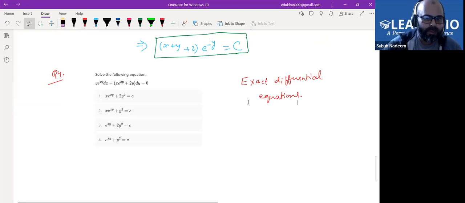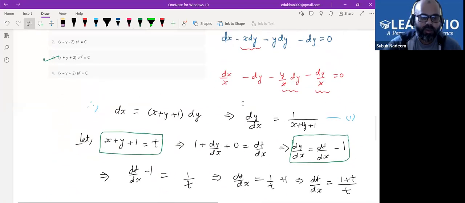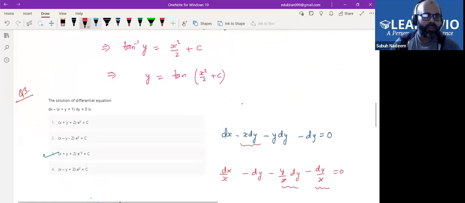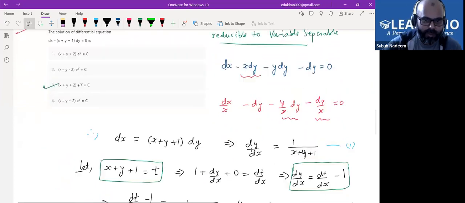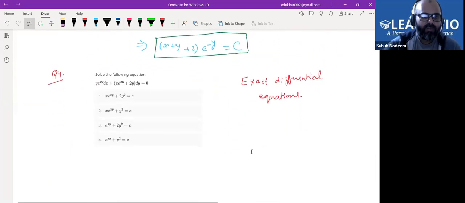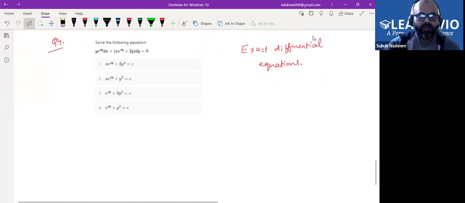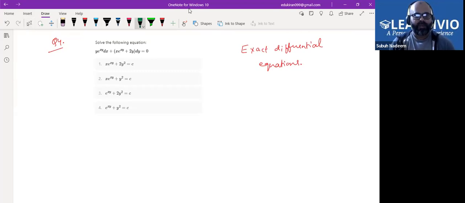That was variable separable after reducing. If you talk about question number 3, it was reducible to variable separable. After doing the substitution, it became variable separable. Now the next one which I'm giving will become variable separable, but you have to find out what is the combination which you have to make, because x and y cannot be separated. So you have to make a proper combination.